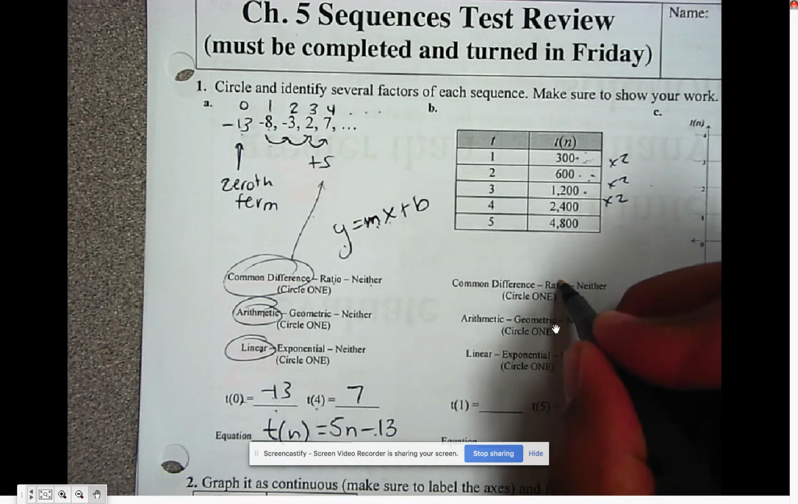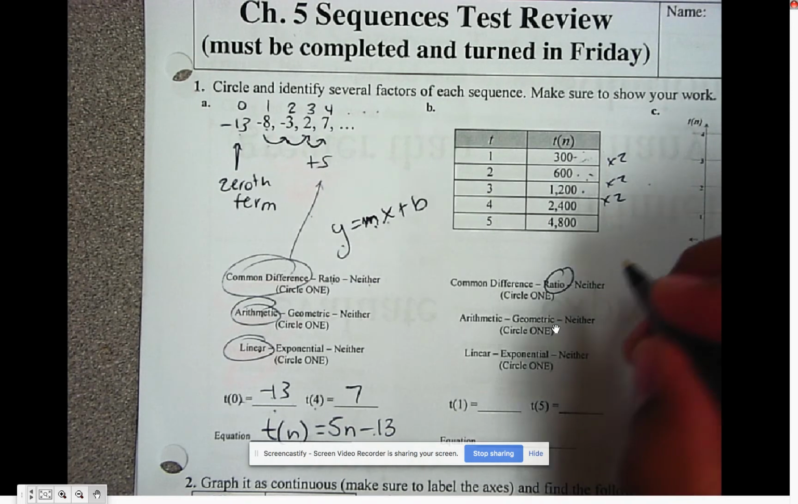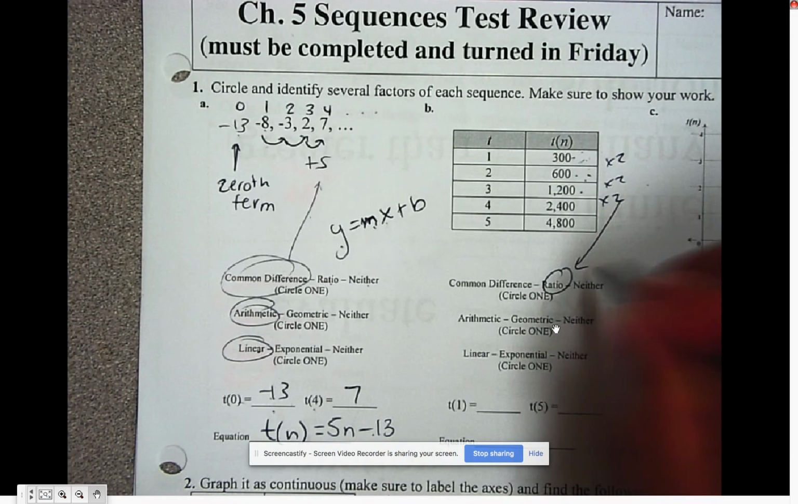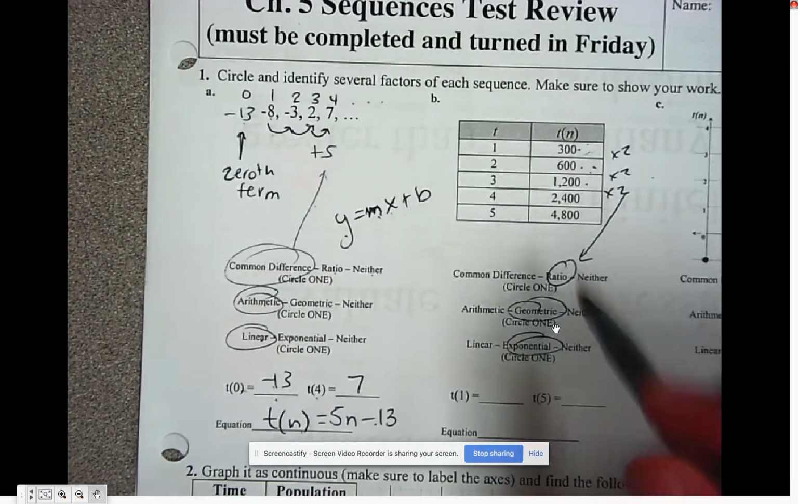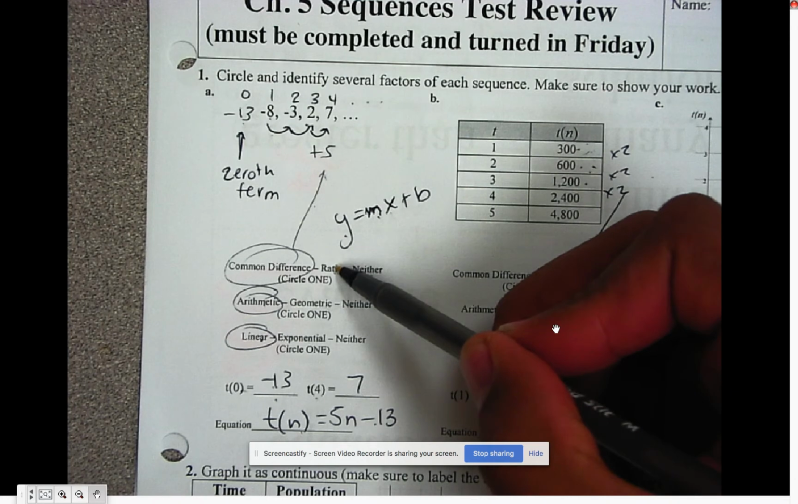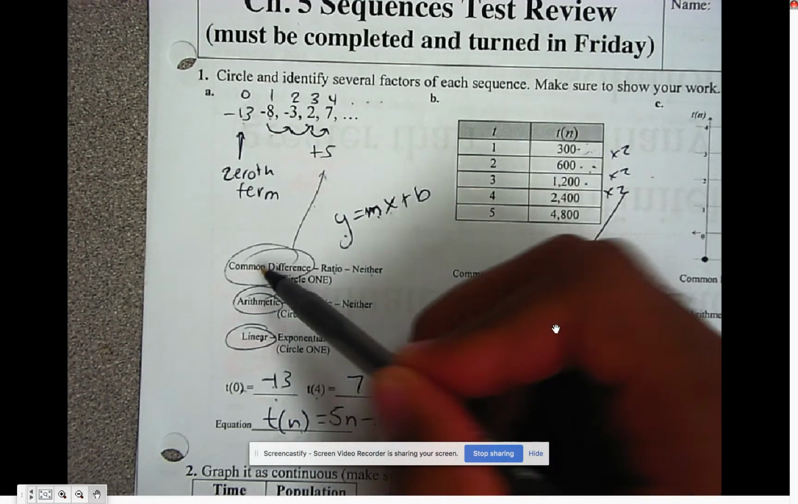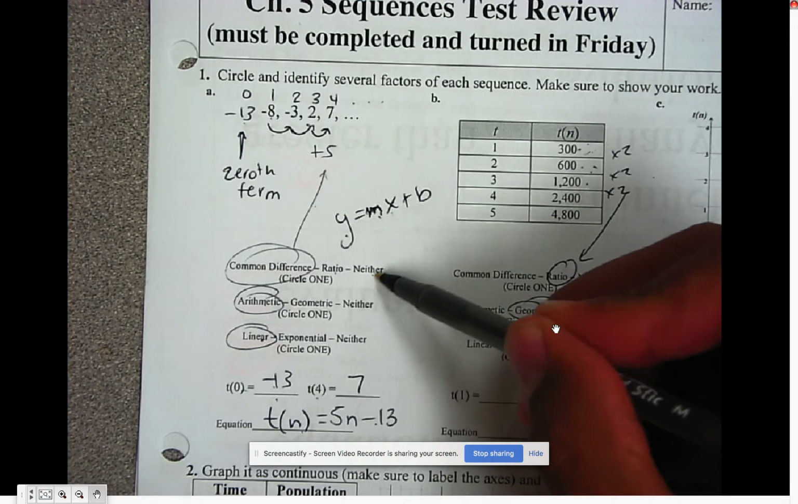So that's a ratio whenever you multiply. That also means it's geometric and it's exponential. You notice that they kind of fall in line. If it's ratio, it's geometric, exponential. If it's common difference, it's arithmetic and linear. If neither, it's neither, neither.